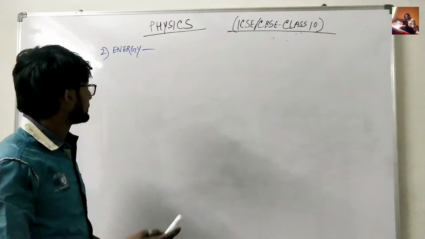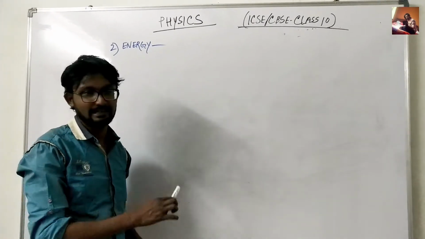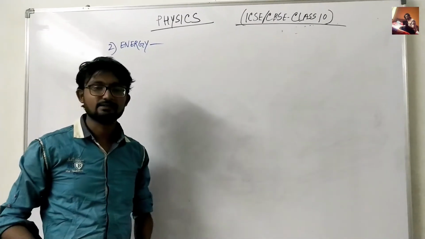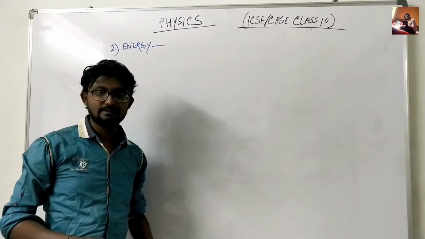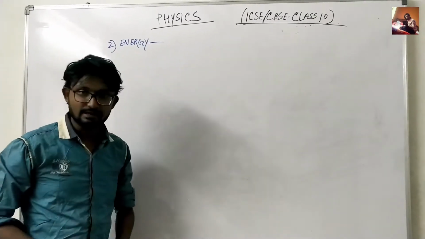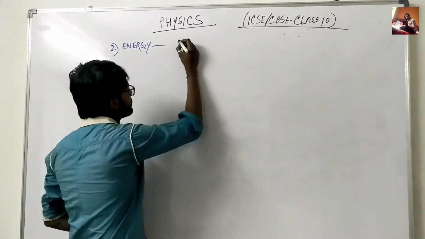Today we will be going with the chapter work, power and energy, the section energy. Last class I discussed what is work and different kinds of work, and I will illustrate some examples as well. Today I will go with the energy part. So what is energy? Energy is nothing but the capability of doing work.